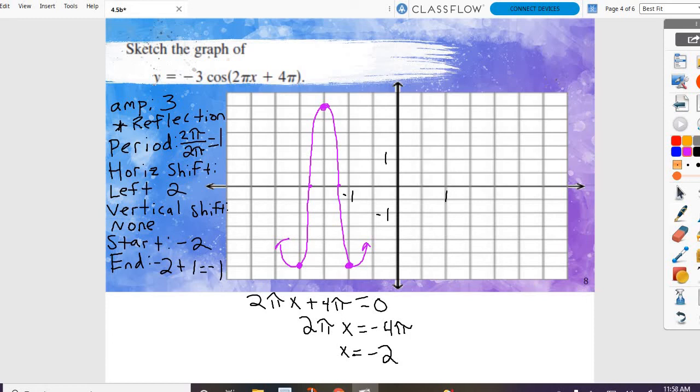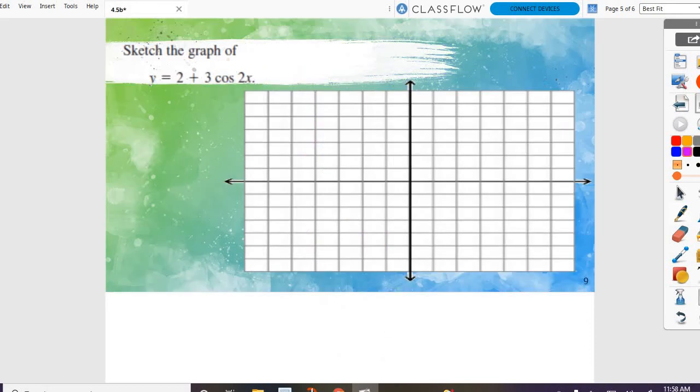So lastly, we're going to look at one with our d value, which to me, your d value is actually easier to graph than stuff with your c value. Your c value is your hardest one to graph. Okay.